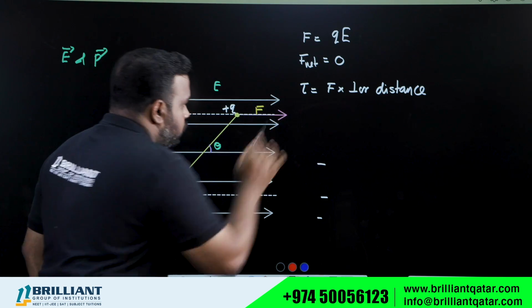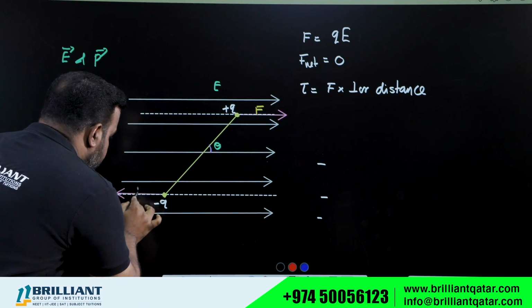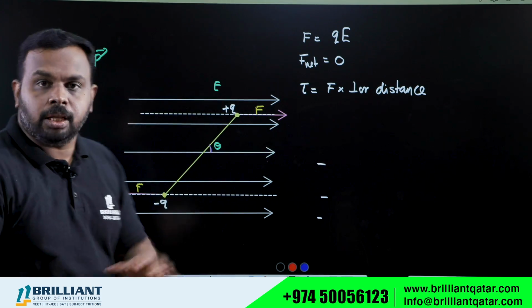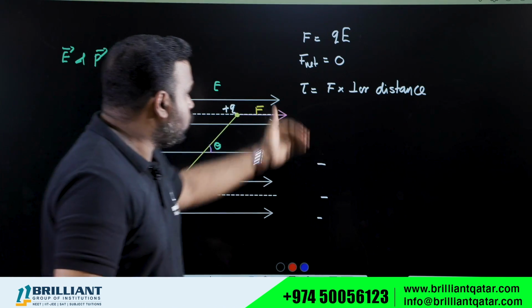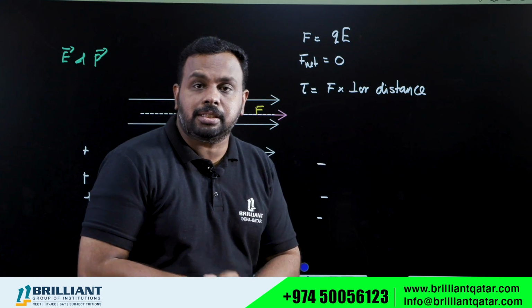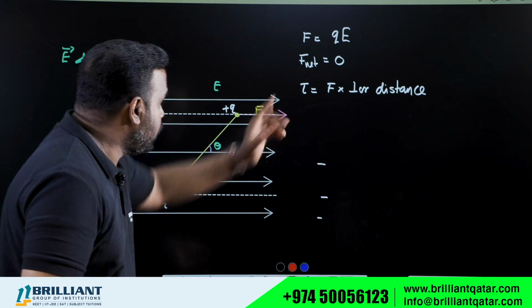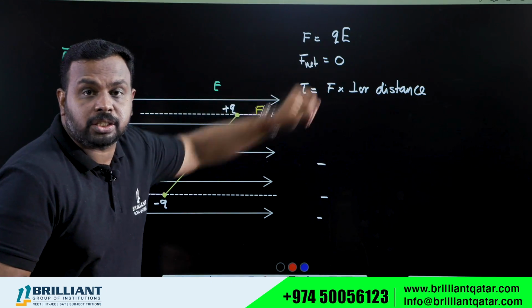This is the line of action of one force. The other force is acting in this way, right? Towards left. Okay, so how to find the torque? Torque is equal to force into perpendicular distance between the line of action of two forces. Now, what is the magnitude of force? We got it already. It is QE.